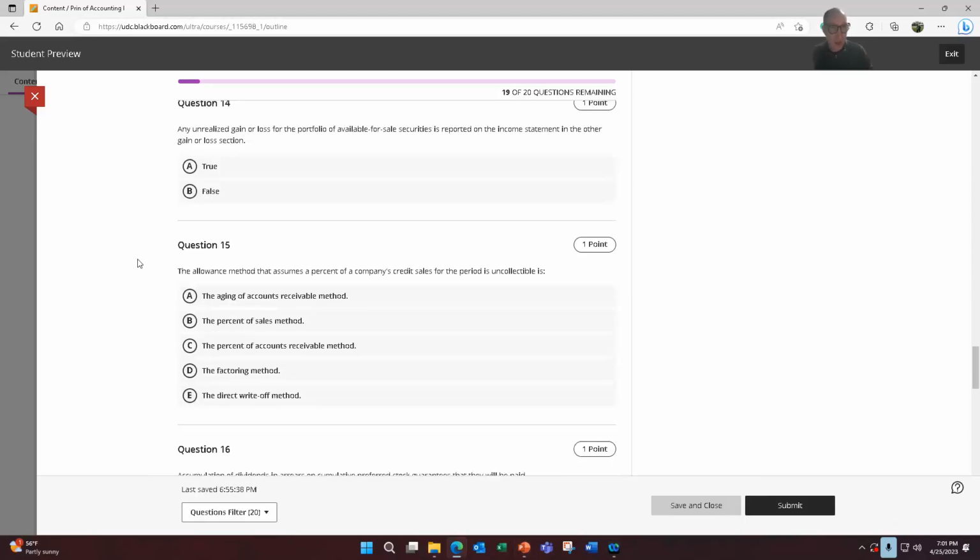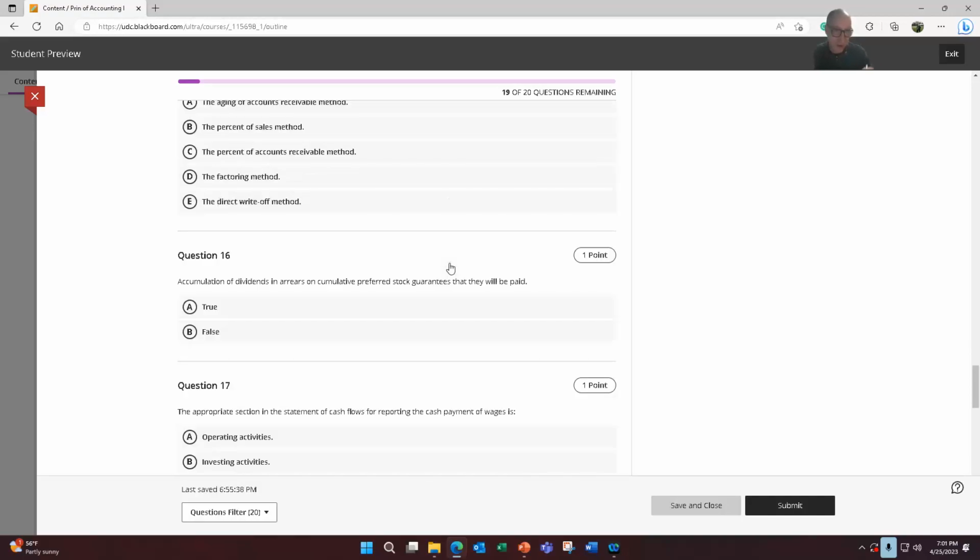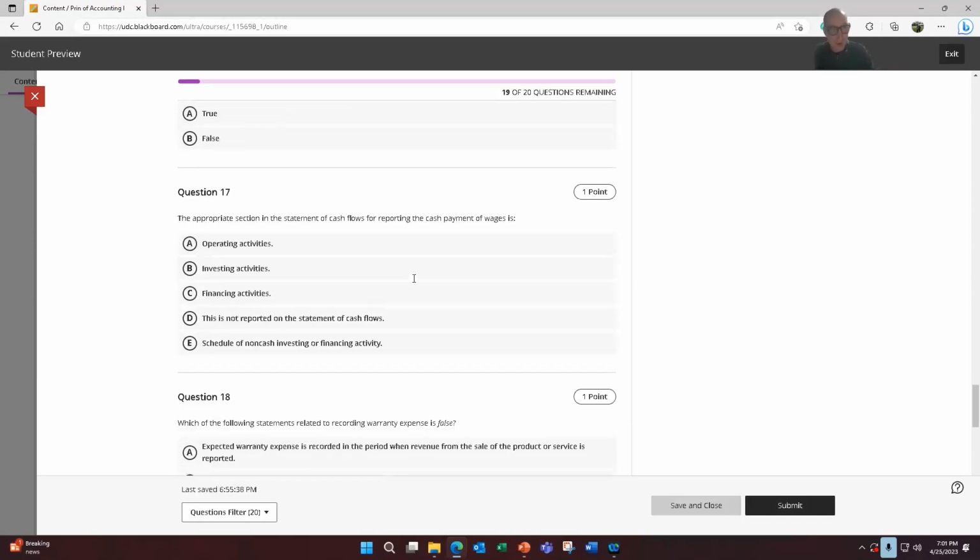Question 15. The allowance method that assumes a percent of the company's credit sales for uncollectibles. Remember, that's your accounts receivable discussion. Accumulation of dividends in arrears on cumulative preferred stock guarantees will be paid. It's in our stock discussion.